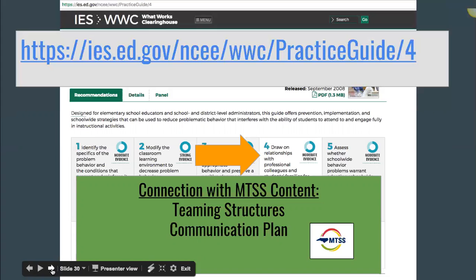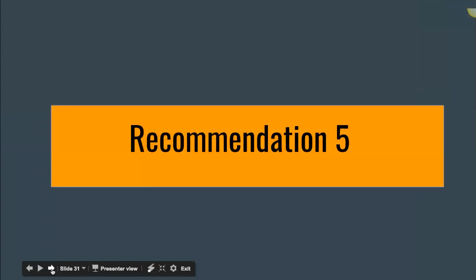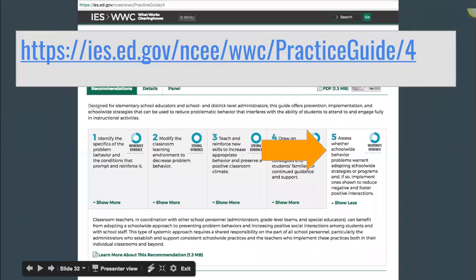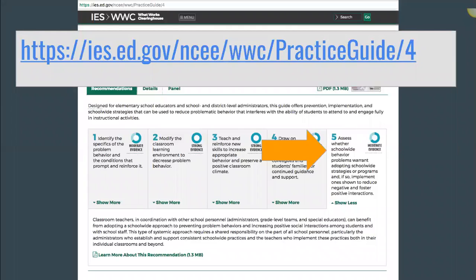So next, let's look at recommendation number 5. Classroom teachers, in coordination with other school personnel like administration, grade level teams, and special educators, can benefit from adopting a school-wide approach to preventing problem behavior and increasing positive social interactions among students and school staff. This approach requires shared responsibility, especially for administrators who establish and support consistent school-wide practices and the teachers who implement these practices.